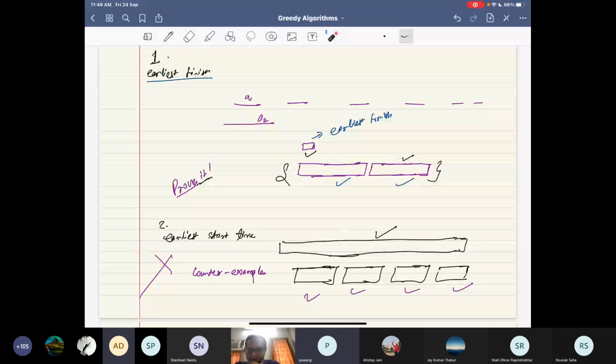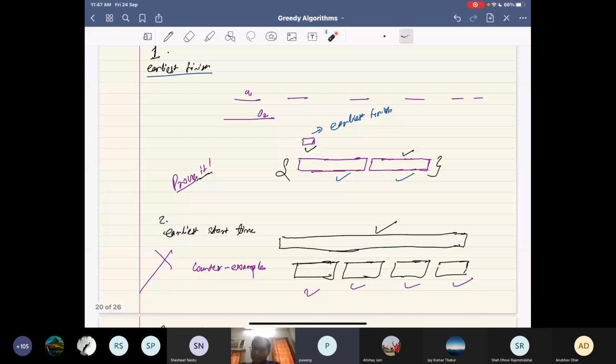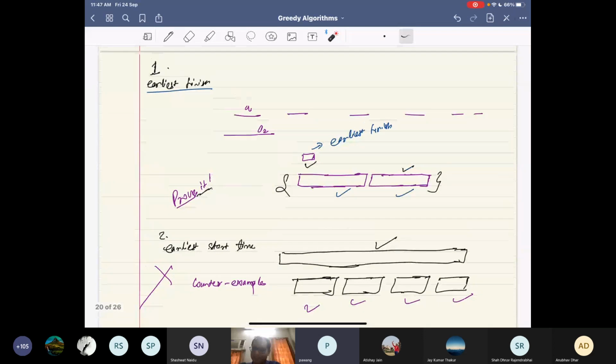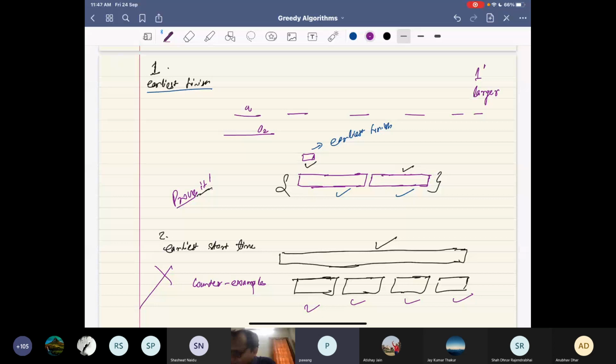Take the activity with the latest starting time. Yes, very good. So pick the activity just the other way: the one with the largest start time. I'll write 1 prime. Largest, latest, whatever you want to call it, largest start time. I'll not prove it. The proof is very similar, and that will also give you an optimal solution.